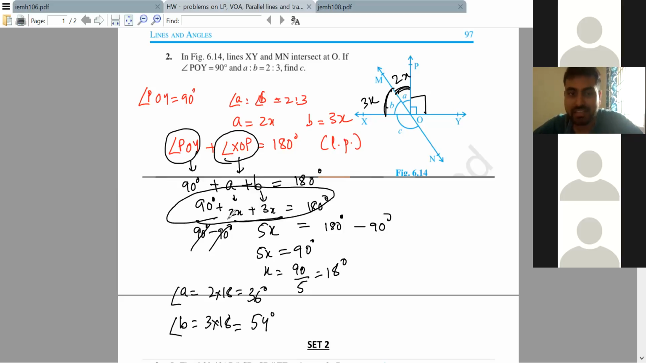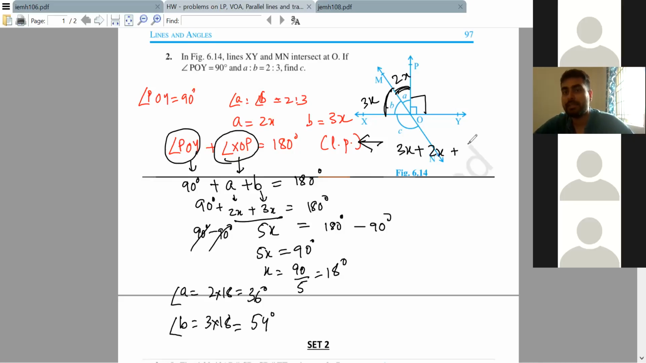For reaching this, Sumaya has given these steps: first you write this angle plus this angle, then you break this angle into A and B, then in place of A you write 2x and in place of B you write 3x. But if you just directly write 3x plus 2x plus angle POY is equal to 180, is this clear? Yes, sir. That is also correct. You're just skipping a step and going to the next one. So far?